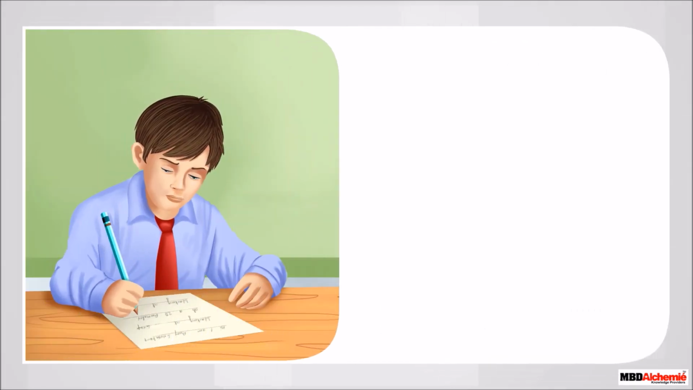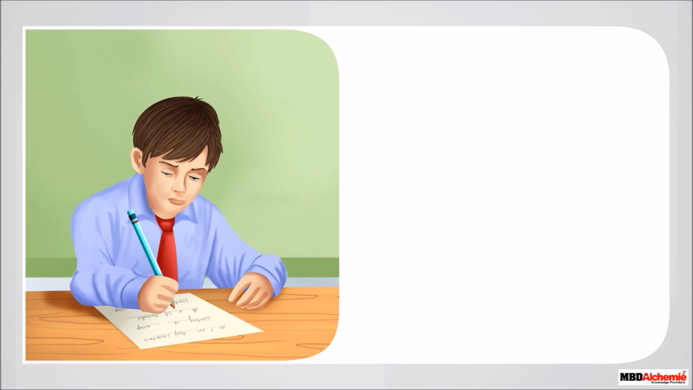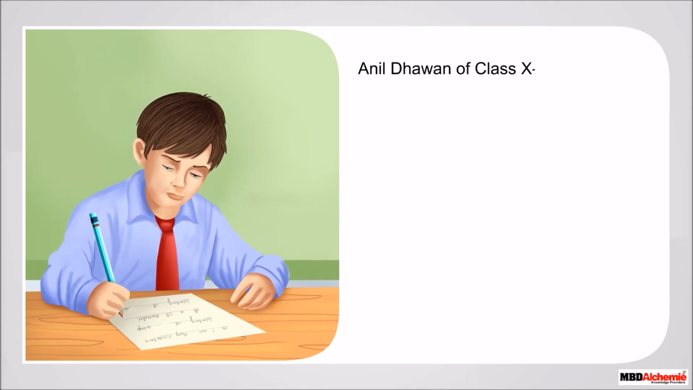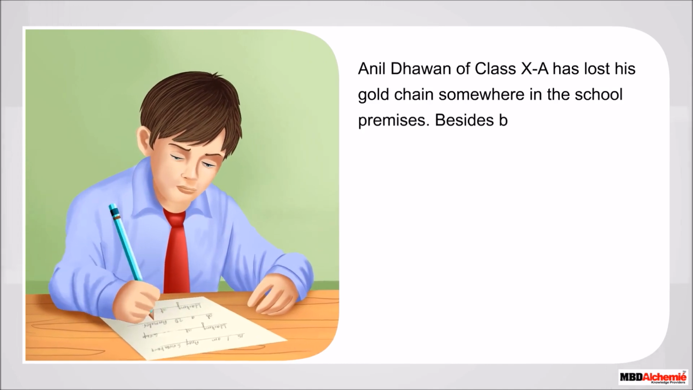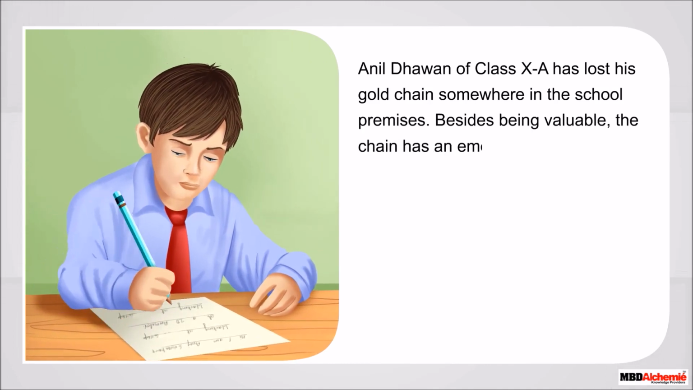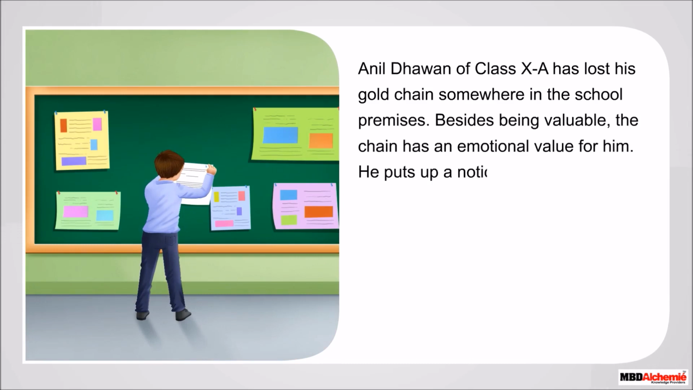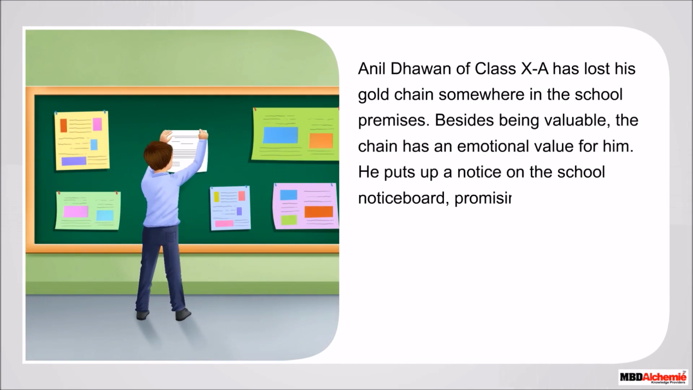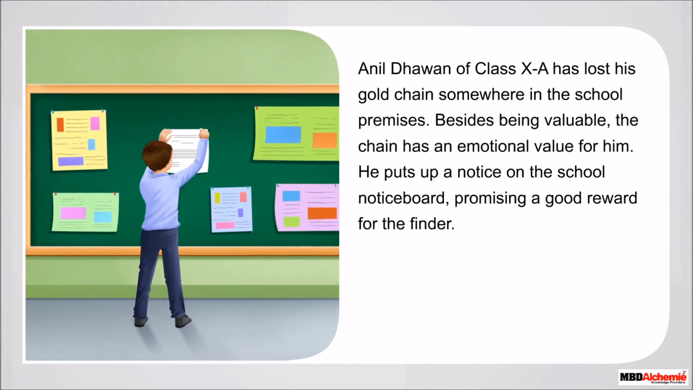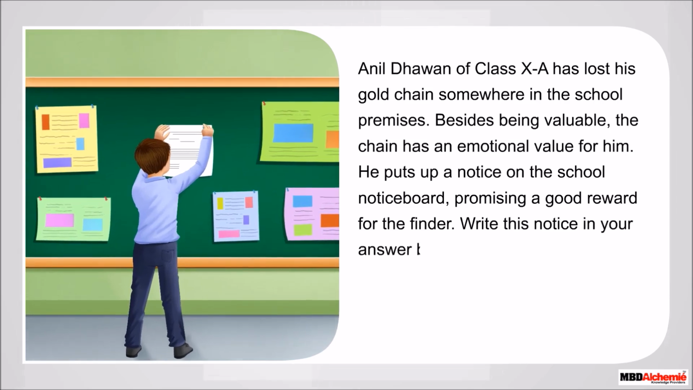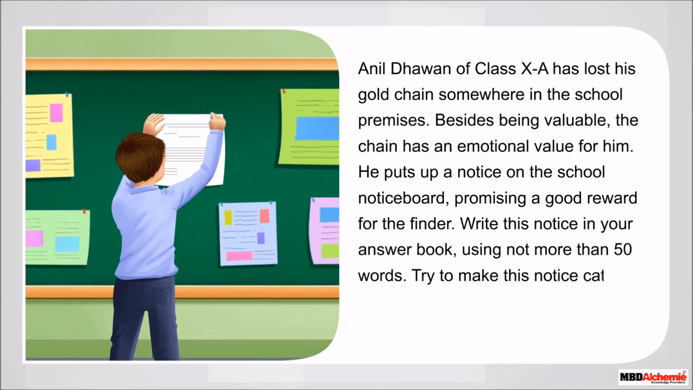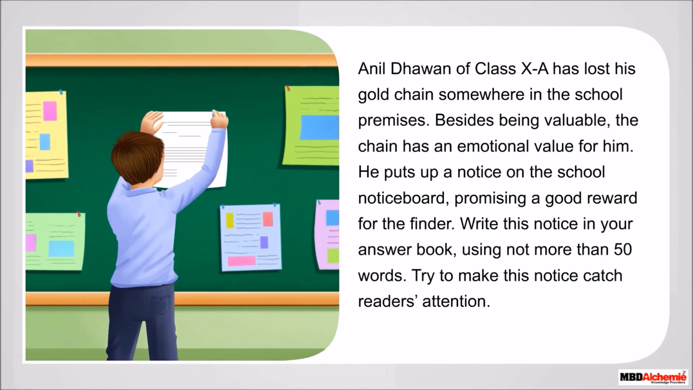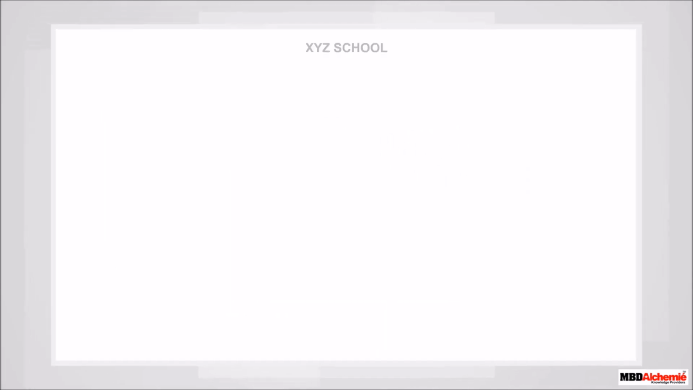Now let us see some notices for a better understanding. Anil Dhawan of class 10A has lost his gold chain somewhere in the school premises. Besides being valuable, the chain has an emotional value for him. He puts up a notice on the school notice board promising a good reward for the finder. Write this notice in your answer book using not more than 50 words. Try to make this notice catch readers' attention. Let us look at the answer now.